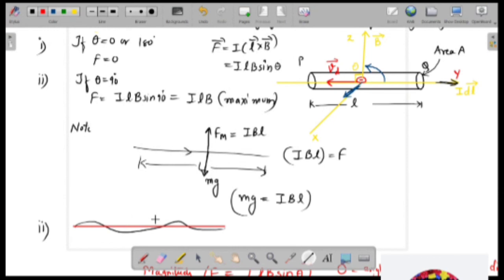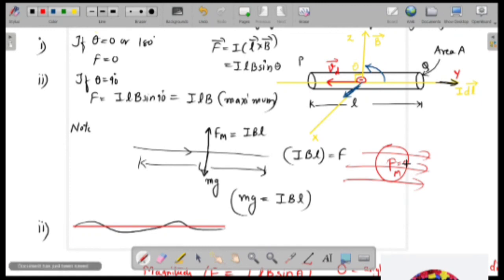The third point is that if a closed loop carrying current of any shape is placed in a uniform magnetic field, the net magnetic force on it is 0. Supposing you place a loop in the magnetic field, the magnetic force acting on this loop will be equal to 0. There will be no net force acting on a current carrying loop. So this is it about the derivation for magnetic force acting on a current carrying conductor placed in a uniform magnetic field.